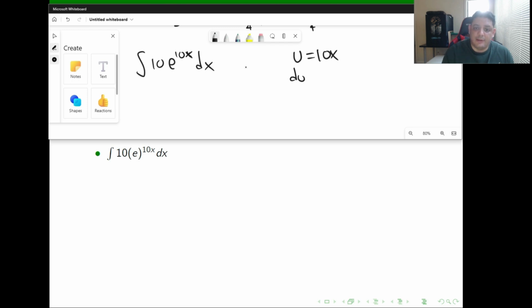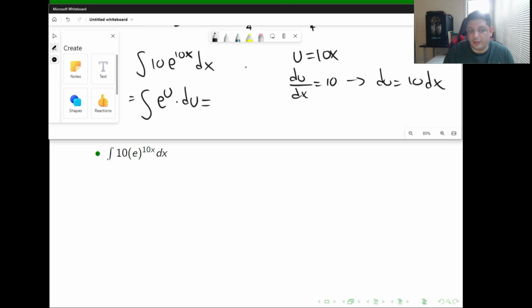If we do that, then du/dx is just going to be 10, and therefore du becomes 10 dx. Now with this, I can replace this and this by du, and just transition to have e to the u times du. Remember, 10 and dx are transforming into du, and this 10x becomes u.